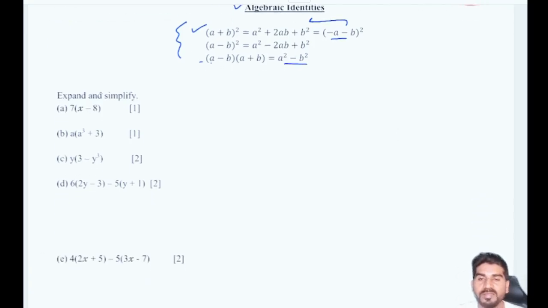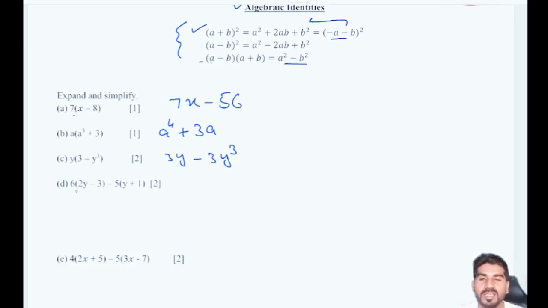Okay, question number 1 is expand and simplify. Here you can see 7 times x will be 7x, minus 7 times 8 is 56. So this is just the expansion. There isn't any simplification possible here. Next, a times a cube will be a to the exponent 4, and a times 3 will be 3a. This is just again an expansion. So part C is 3 times y, which will be 3y, and 3 times y cube. This will be the simplified form.